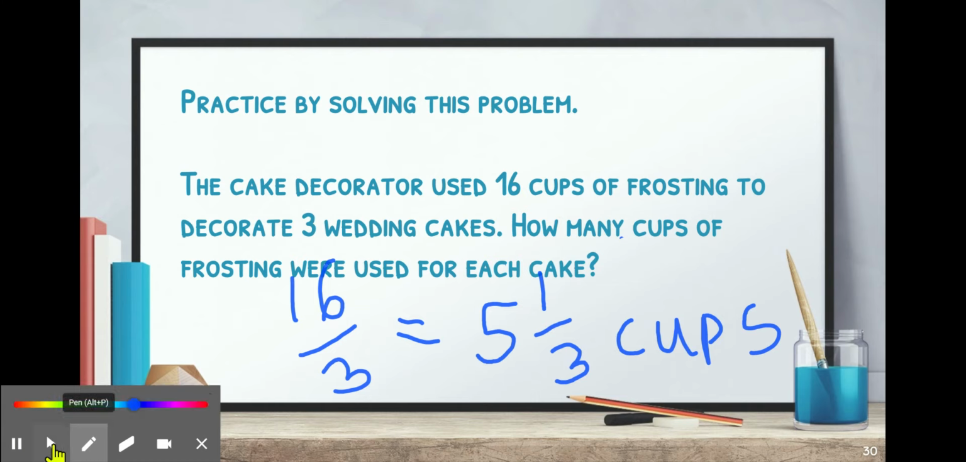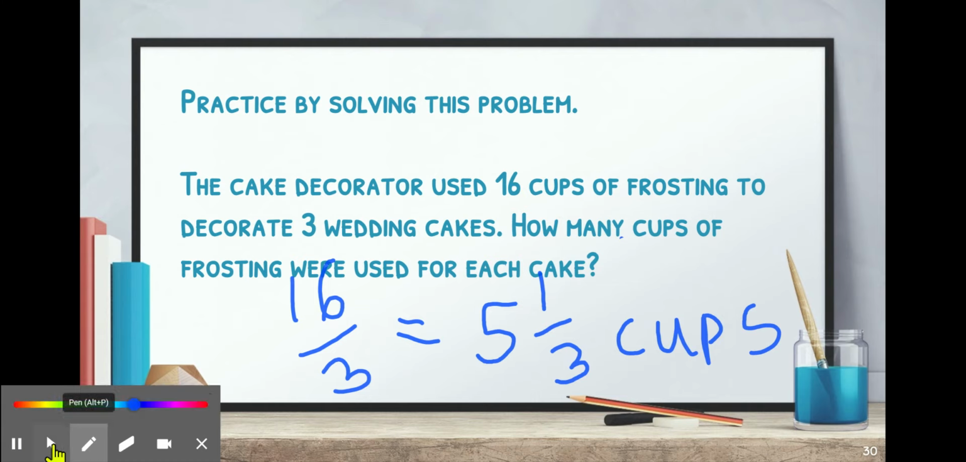You want to make sure to not only get the number part of the answer, but if there is a unit of measurement you need to label, you want to include that in your answer as well. So here are the problems for your exit ticket. And remember, you can pause the video if you need time to write these down.